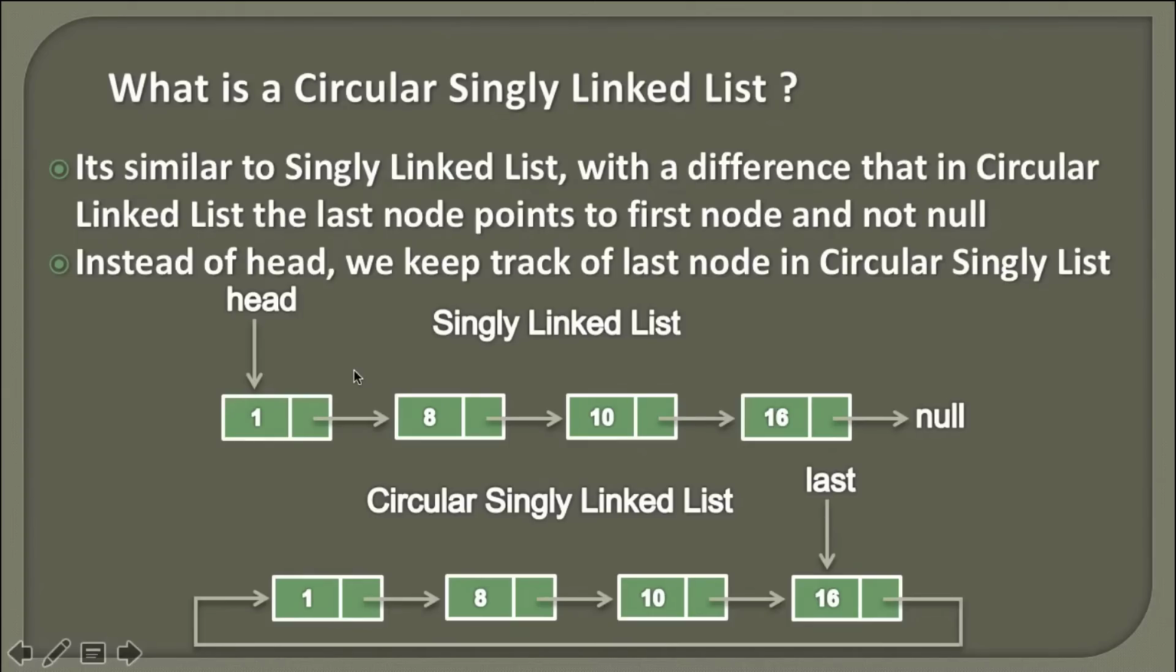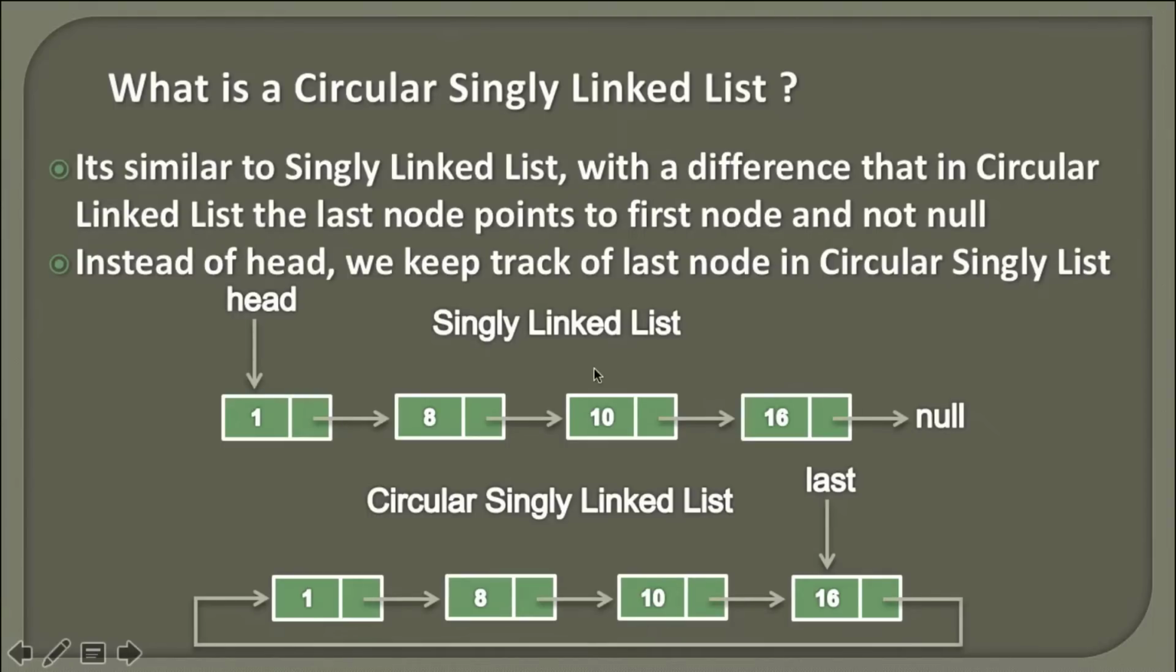So friends, in my previous tutorial we discussed how we can represent a circular singly linked list. We discussed that it's very similar to singly linked list, with a slight difference that in singly linked list the last node points to null, but in circular singly linked list the last node points to the first node, which makes this data structure circular in nature. We also discussed that we use head node to keep the track of singly linked list, but in circular singly linked list we usually keep the track of the last node.